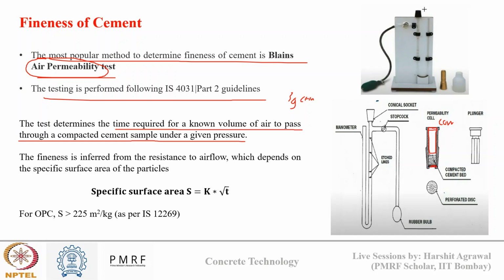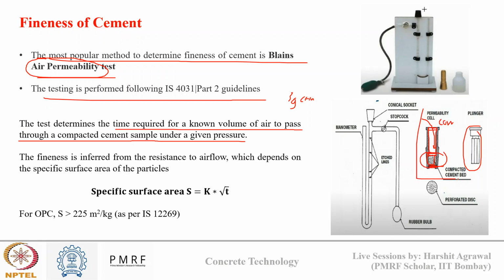This is my filter paper at the bottom, this is the cement powder that I have poured, and I will place one more filter paper at the top. Then for compacting this system, I will use this plunger. I will slowly insert this plunger from the top and apply a gentle pressure so that I can form a compacted cement bed.